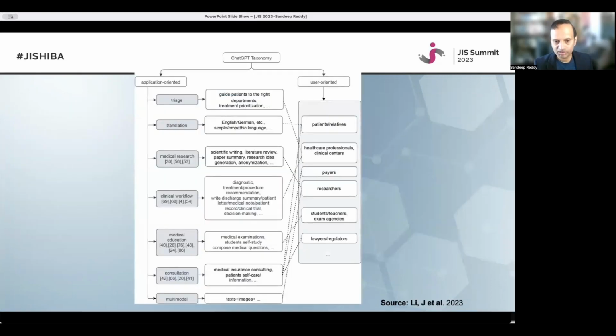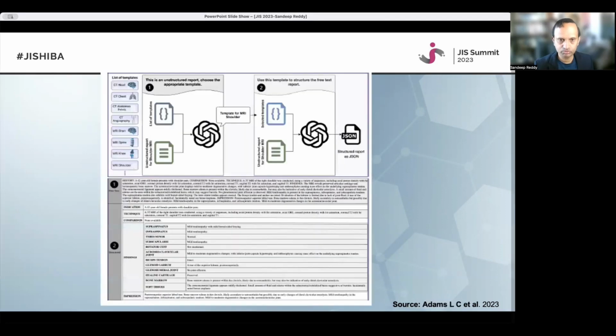Now, when we look at ChatGPT, there are several papers that show the usefulness or utility of ChatGPT, but this slide demonstrates the various purposes ChatGPT can be used for, including triaging, translation, medical research, clinical workflow, medical education, and various other purposes too. Now we can fine-tune ChatGPT, or also can use it to populate pre-existent templates. In this instance, you can see an example of how ChatGPT, when you supply medical history, can populate specific templates.